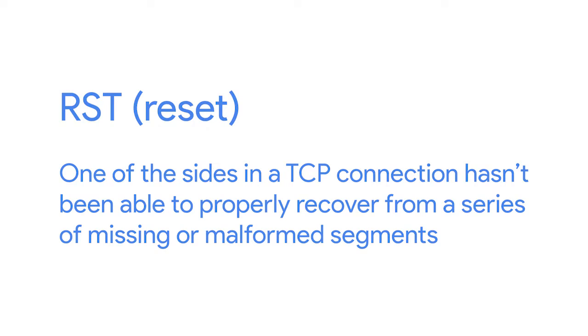The fourth flag is RST, short for reset. This means that one of the sides in a TCP connection hasn't been able to properly recover from a series of missing or malformed segments. It's a way for one of the partners in a TCP connection to basically say, wait, I can't put together what you mean. Let's start over from scratch.